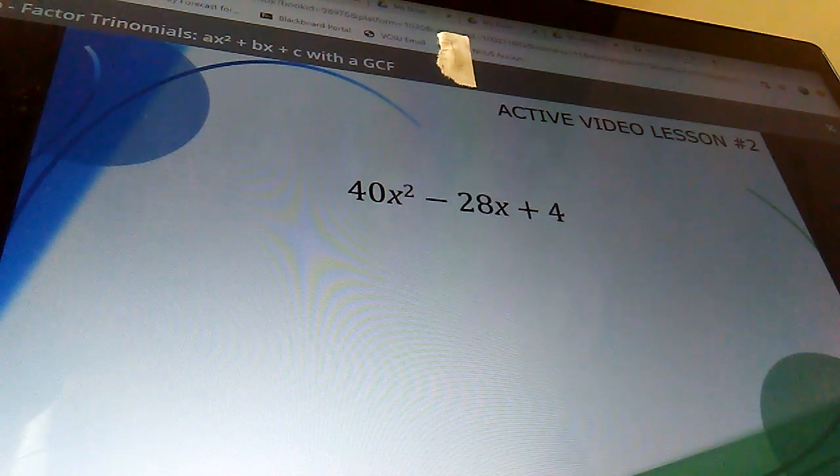On active video lesson number 2, factor 40x squared minus 28x plus 4. I want you to try this on your own. Don't forget to factor out the greatest common factor as your first step. You may press pause on the video until you are ready to check your answer.